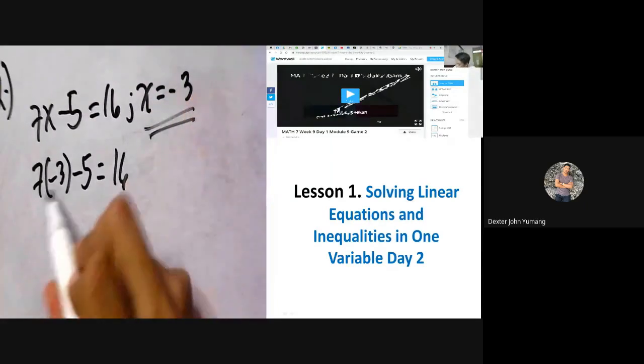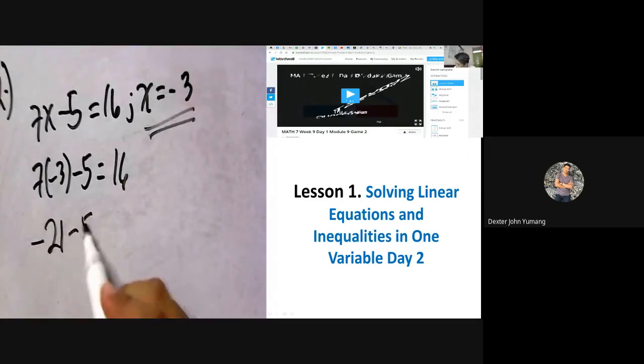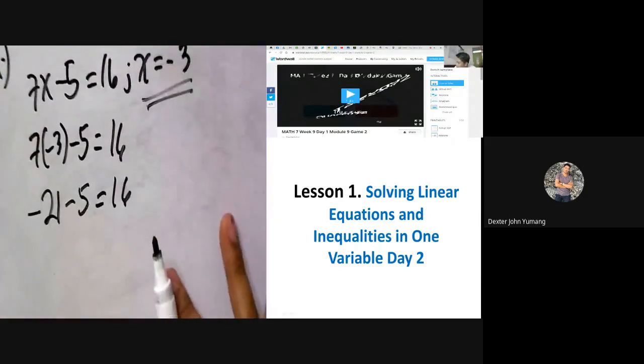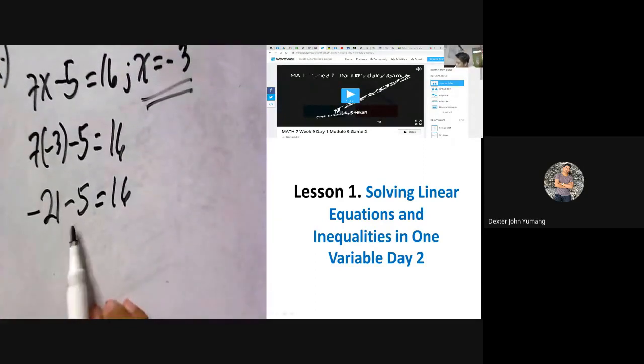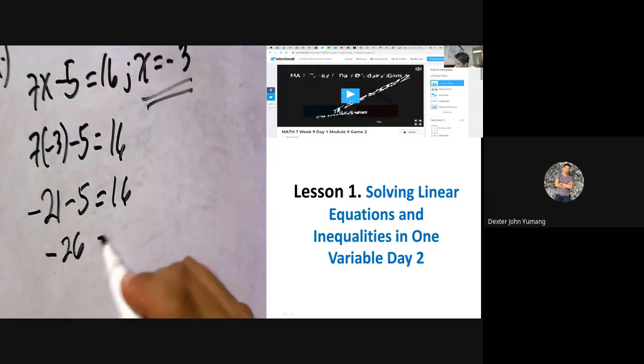3 times 7, that's 21. Kaso lang negative siya, ito positive. So magkaibang sign, so therefore negative dyan. Minus 5 equals 16. Take note of this, negative is utang. So kung may utang ka na 21, may utang ka pa na 5, ilan na utang mo? 26. And utang is negative, so therefore negative ilalagay.